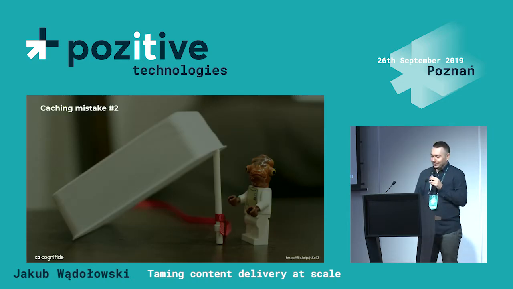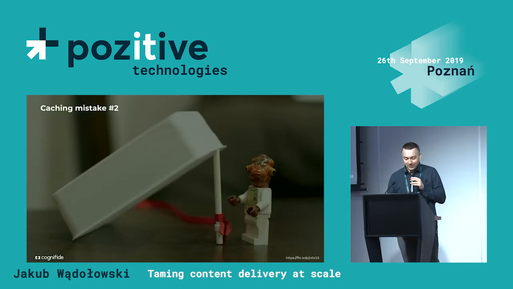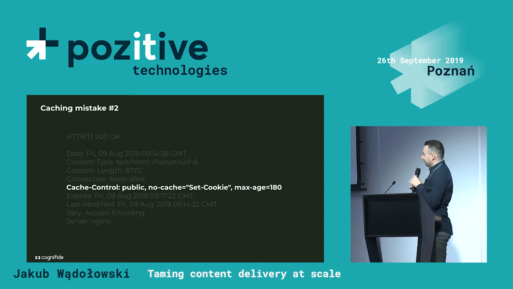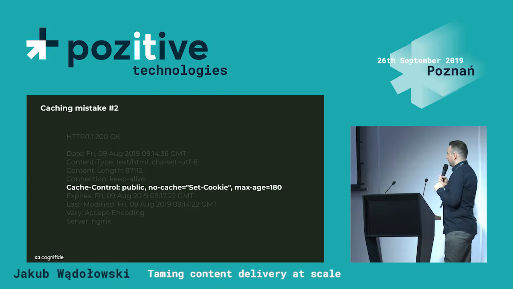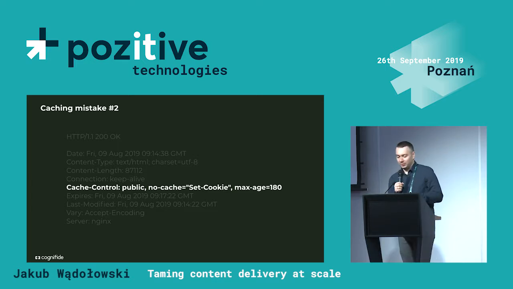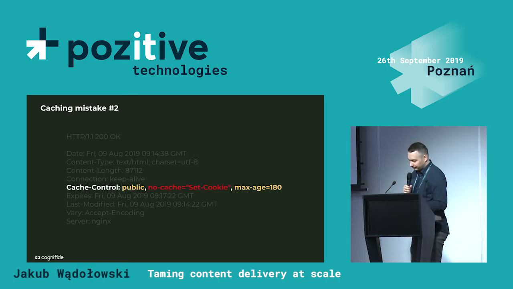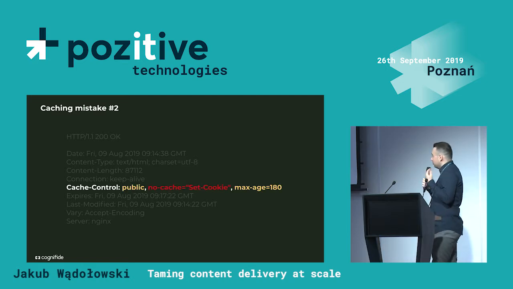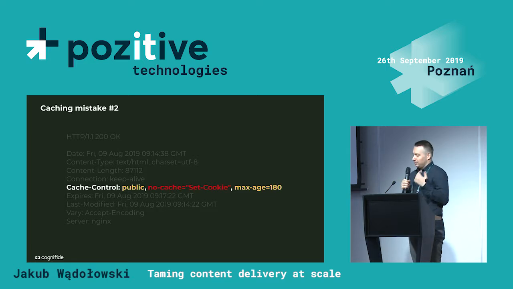Right, another caching mistake. Again, some HTTP response here, this time a 100. And we have cache control, which looks like this: public, no-cache=set-cookie, and max-age=180 seconds. The max-age and public are valid values. The no-cache, as I've just said, doesn't mean that you're not caching stuff. And that set-cookie looks kind of weird.